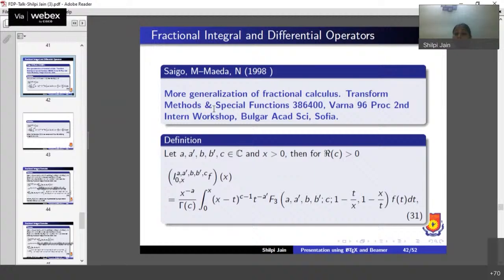Saigo M. and Maeda N. in 1998, in the research paper More Generalization of Fractional Calculus, in Transform Methods and Special Functions, given at the international workshop. In this paper, the definition is given by equation number 31. According to this definition, the result gives x raised to power minus a upon gamma c, integral from 0 to x of (x minus t) raised to power c minus 1, t raised to power minus a dash, F3(a dash, b dash, c; 1 minus t by x, 1 minus x by t) f(t) dt. This is a very important result based on generalization of fractional calculus, published in Transform Methods and Special Functions.